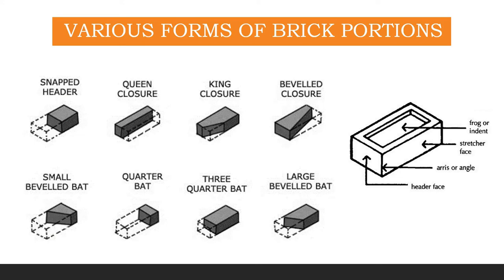When you cut the brick through the stretcher, you get a snapped header. When you cut it along the header, you get a clean closure. You also have a king closure, beveled closure, small beveled bat, quartered bat, three-quarter bat, and large bevel bat. Queen closures and bats, like the quarter bat and three-quarter bat, are frequently used in brick masonry. So let us start with brick masonry.